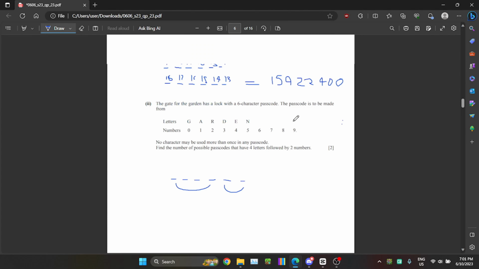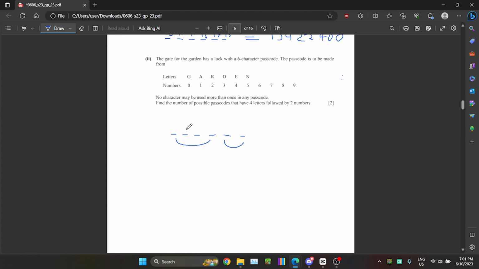What? How is this 2 marks? The first 4 can be any letter, right? So the first one can be 6, 5, 4, 3. Can be any of them, and then the last 2 numbers. So you got 1, 2, 3, 4, 5, 6. Oh, this is 9. So it's just 9 times 8. Yeah, just calculate this. This is the answer. Okay, never mind.